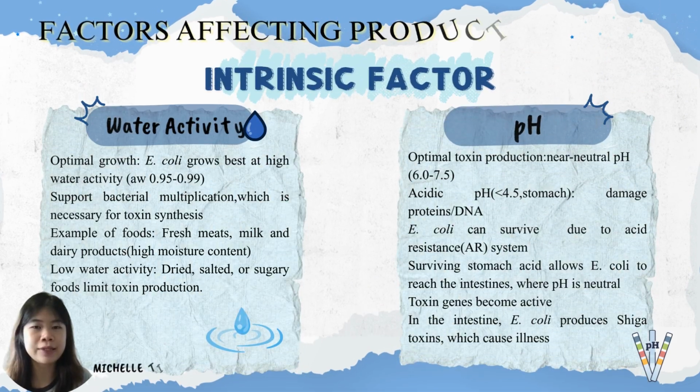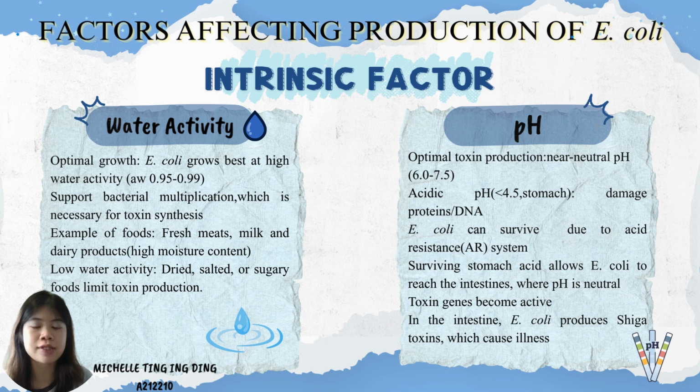Next, I will be explaining intrinsic factors affecting toxin production of E. coli. Intrinsic factors are properties within the food itself that influence the growth of bacteria and their abilities to produce toxins. The first factor is water activity. Water activity refers to the amount of free water available in food for microbial growth. E. coli grows best at high water activity, usually between 0.95 and 0.99. At this high water activity, E. coli can multiply rapidly. This is important because toxin production depends on bacterial growth. The more the bacteria multiply, the higher the chance of toxin synthesis.